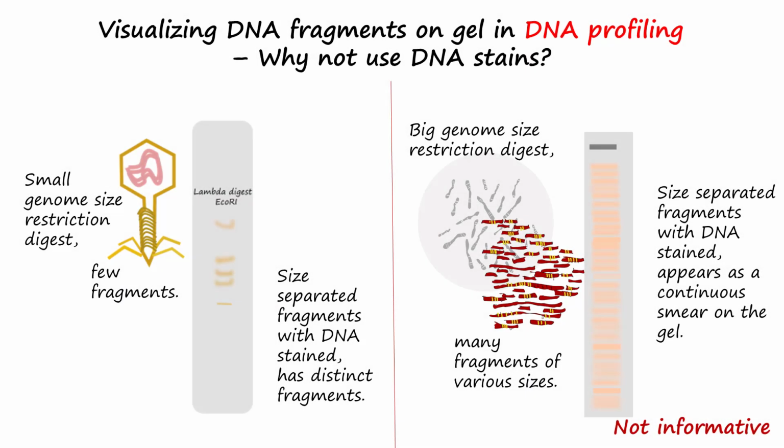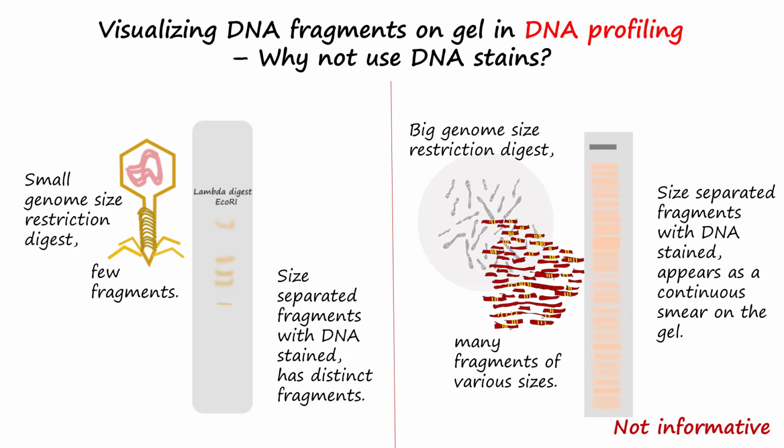For organisms with small genome sizes like the lambda bacteriophage, which has a 48.5 kilobase double-stranded DNA genome, restriction digest generates only a few DNA fragments. So if the colorless DNA on a slab gel is stained with a DNA-specific dye, distinct bands can be seen.